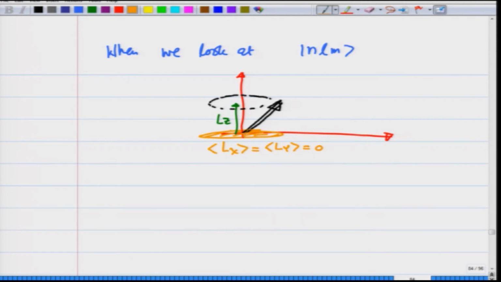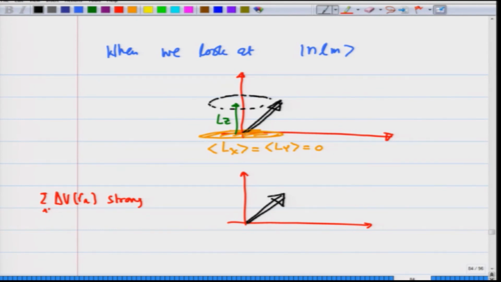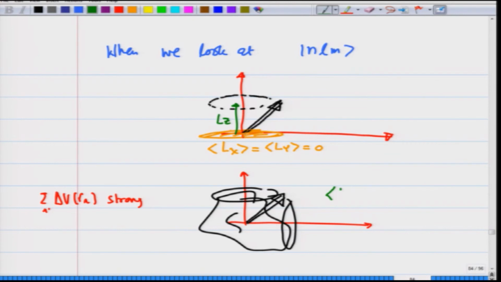What is happening when we include the crystal field is that this precession does not take place only about the z axis. Because of this crystal field, delta V r I summed over I, strong, this vector now starts moving all over the place. It may precess about this, it may precess about this, it may precess about the y axis. So, it is going all over the place, with the result that L z also becomes 0, and that is the quenching of angular momentum. So, hopefully, with this I have explained to you how the quenching arises.